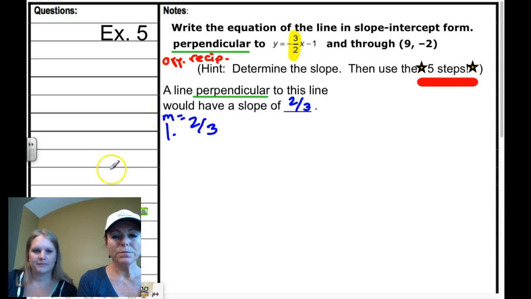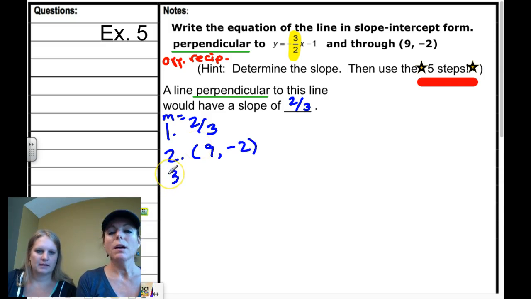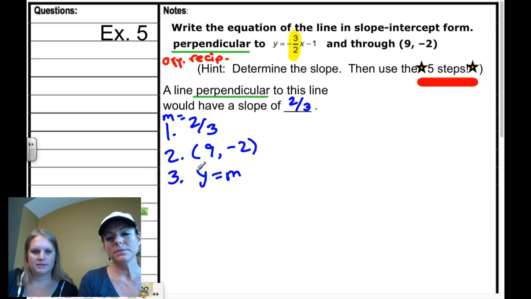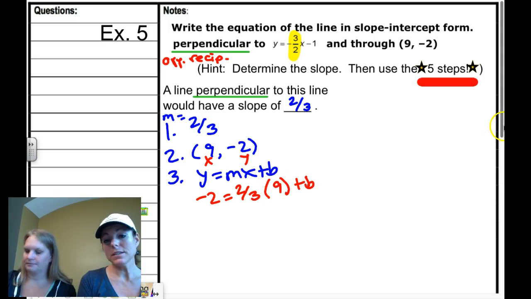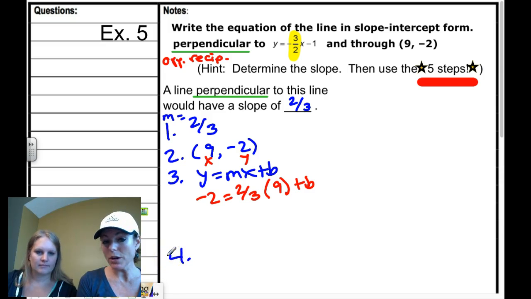Step 2, we have to find a point. It already gives us one: (9, negative 2). And step 3, plug everything back in. y equals mx plus b. You guys are going to be pros at this. So let's label it. Our y is negative 2 equals. Our slope is 2 over 3. And our x is 9, plus b. So this leads us into step 4 because we're going to solve right now.